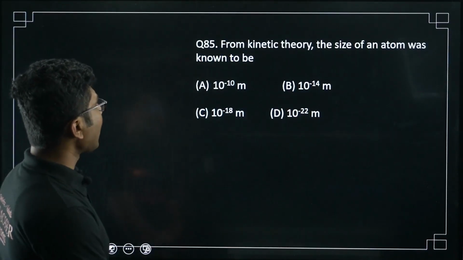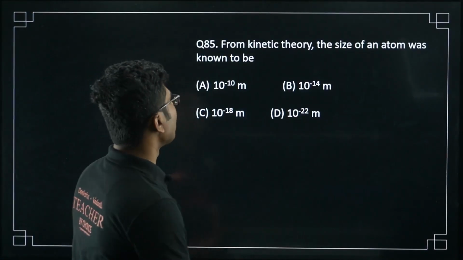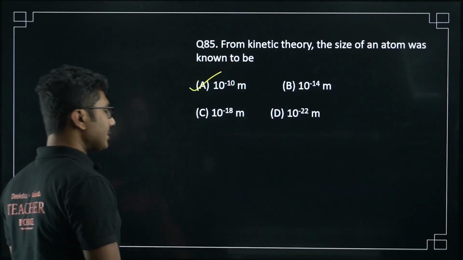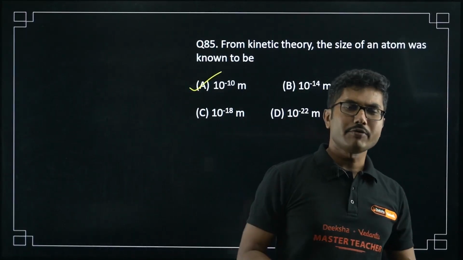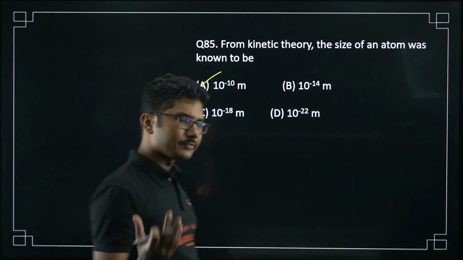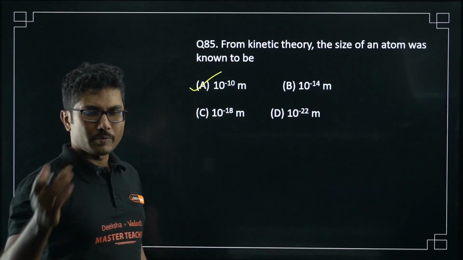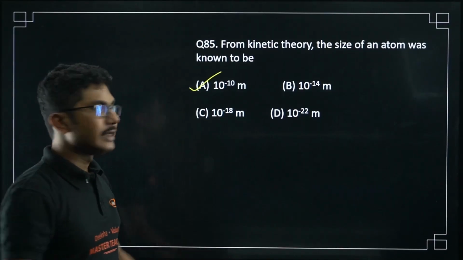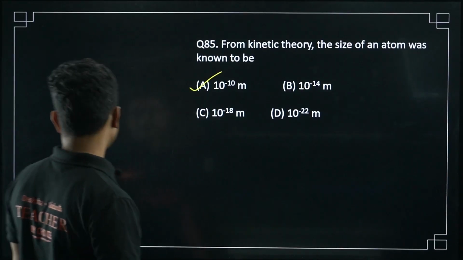Next, from kinetic theory, the size of the atom was known to be 10 to the power of minus 10 meters. Okay, size of the nucleus is approximately 10 to the power of minus 14 to minus 15 meter, whereas the size of the atom is 10 to the power of minus 10 meter.